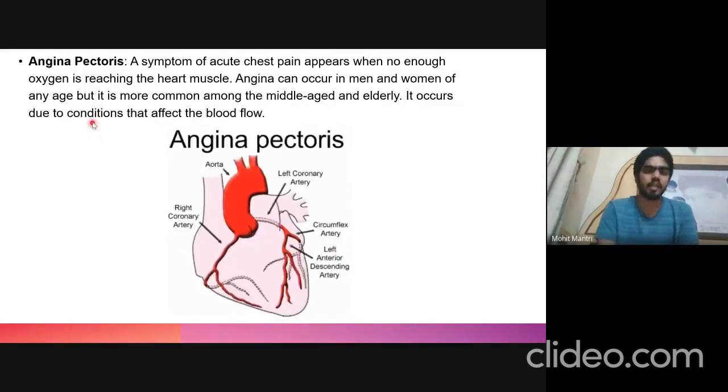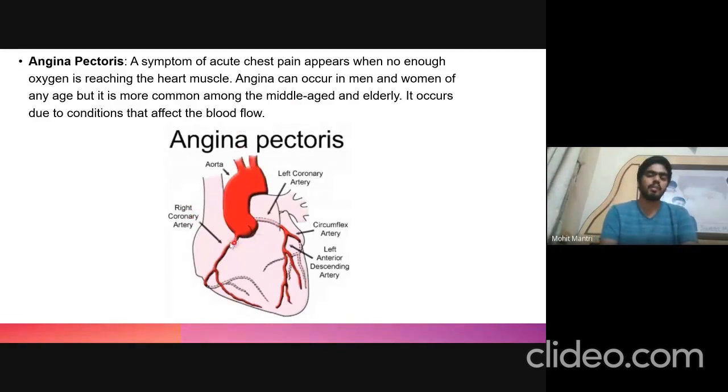Then comes angina pectoris. The symptom of this is acute chest pain, and it occurs when not enough oxygen is reaching the heart muscles. This is more common in men as compared to women, and also it is more common in middle-aged or elderly people than in young people, and it is due to the condition that affects the blood flow.